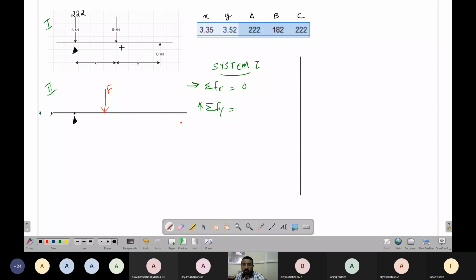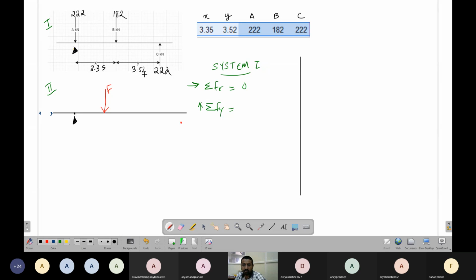Okay. This is 222. This is 182. This is 222. This is 3.35. This is 3.52. Okay. So now, you can continue. Just chat, hand raise. Okay. The confusion. So how do you do this?